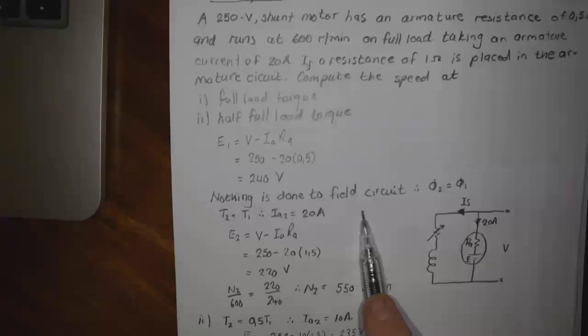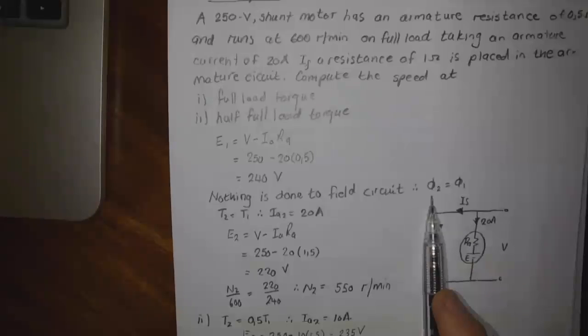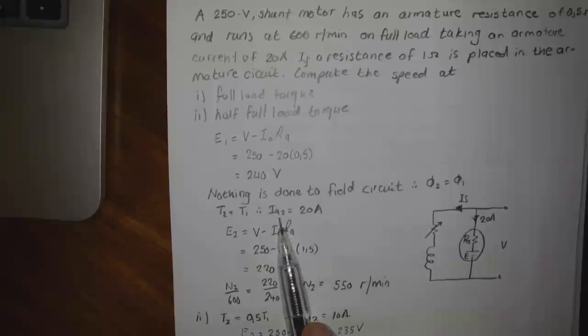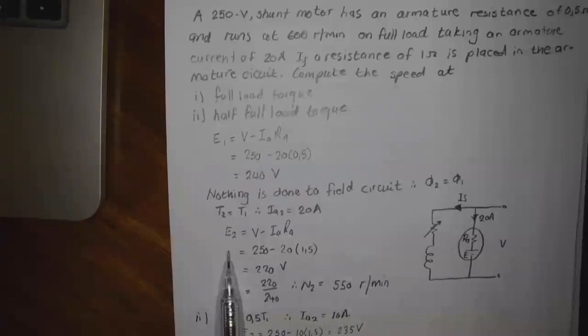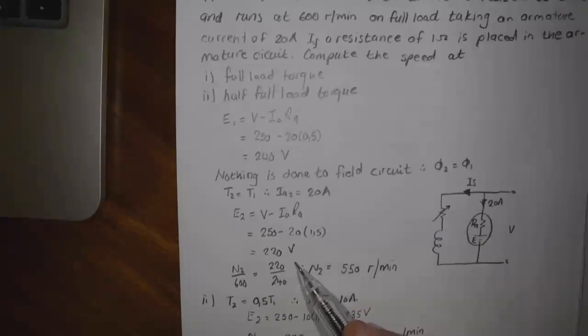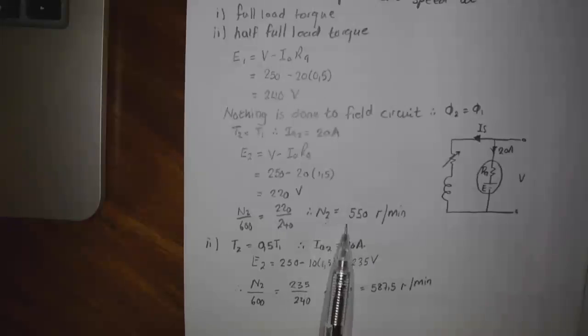Nothing is done to the field circuit because we just added a resistance in series there. So the field current is the same. So T2 is equal to T1. Therefore, IA2 is also 20 amps. And then E2 is V minus IA2 Ra. And then remember, it's the 1 ohm resistance in series. So that becomes 1.5. And therefore, the induced EMF is 220 volts. So N2 over 600 is 220 over 240. And that gives us a speed of 550 revs per minute.